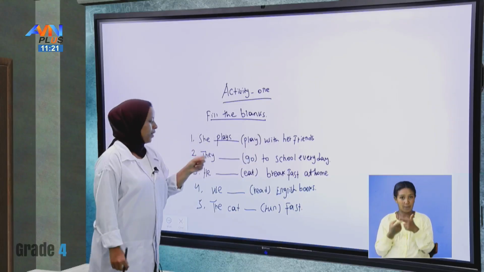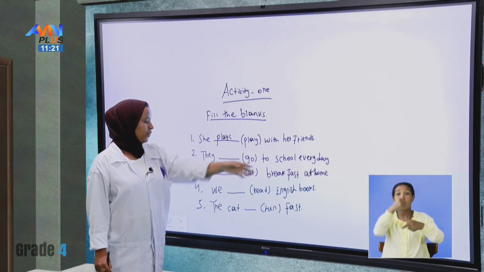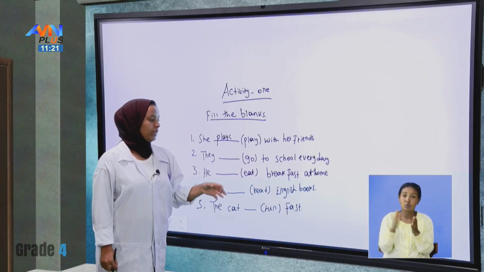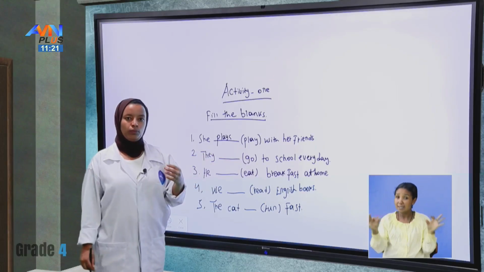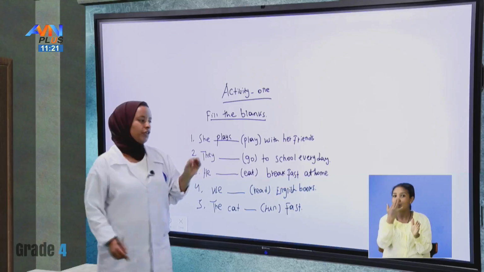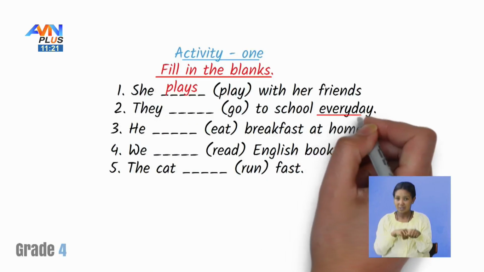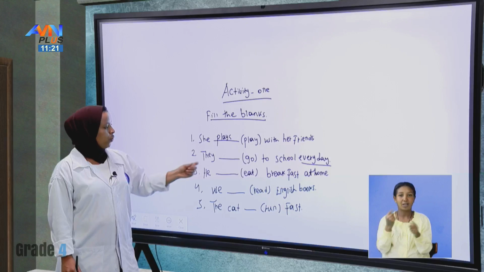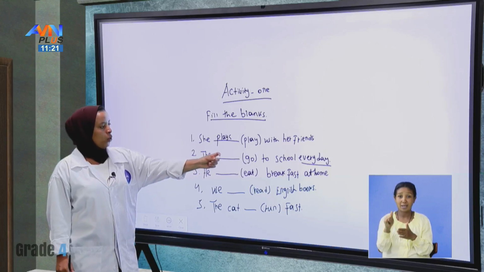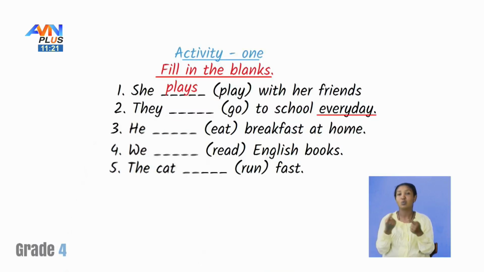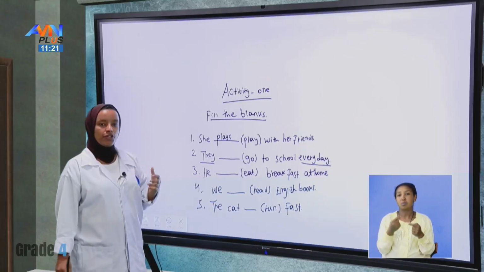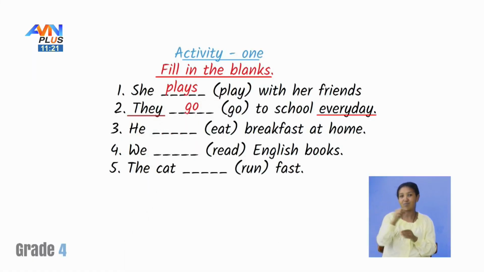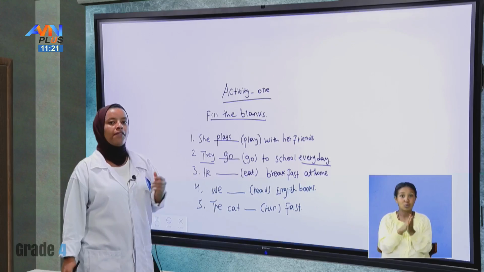Question number 2. They blank go to school every day. Look, students, this sentence shows a habitual action because it is every day, a frequent and repeated action. Here is a plural subject, so easily we can take the base verb. They go to school every day.